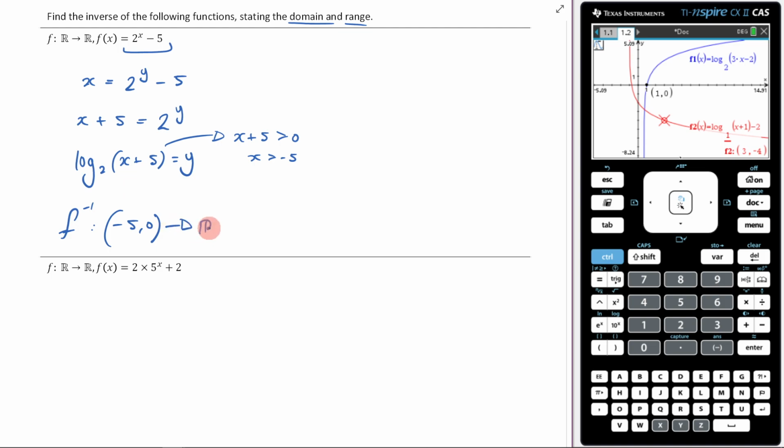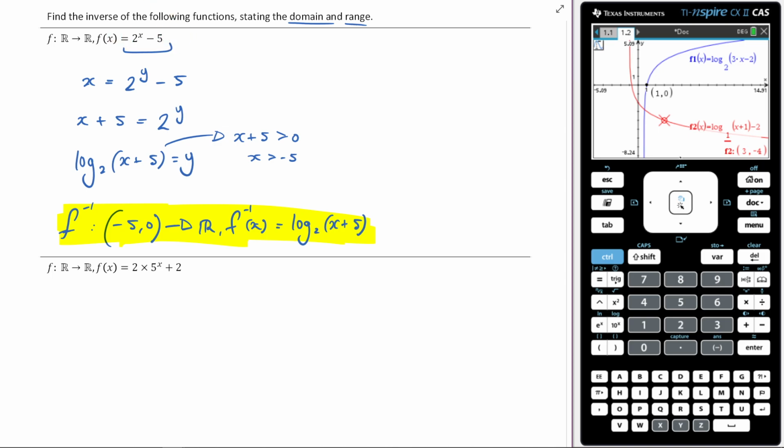The range is all real numbers. Sorry, I have to do it again. It's going to be f inverse of x is equal to log base 2 of (x plus 5). So there's our answer. But it does say that it wants the domain and range, and at the time being, we haven't done that. We've only given the domain.